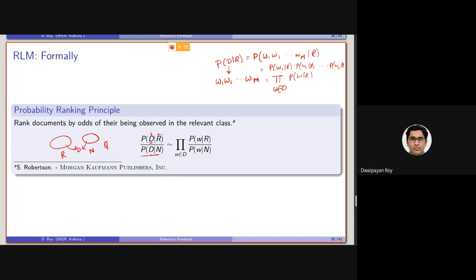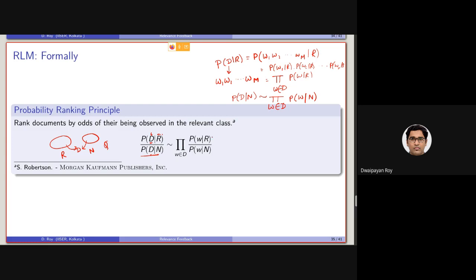Similarly, the denominator, the probability of generating the document from the non-relevant set, can be approximated by the product over all W in D of probability of W given N. So based on the probability ranking principle, if we want to score the document based on their odds, we can perform this computation considering the word independence assumption.